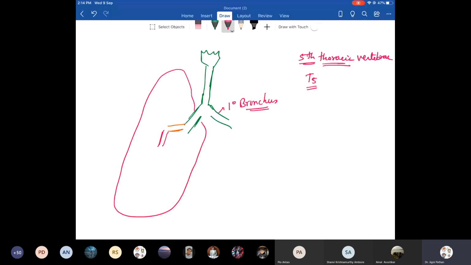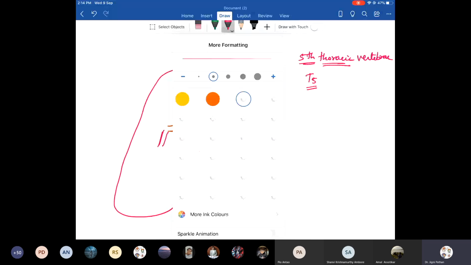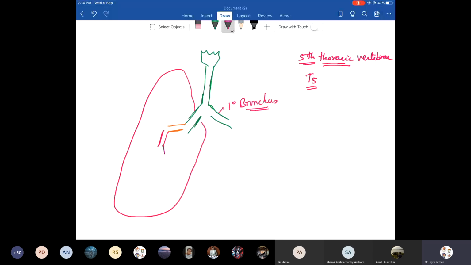Let me write it here. This is terminal bronchus or bronchiole. And this pink one is the tertiary bronchus. Then the orange one is the secondary bronchus, and the green one is the primary bronchus.